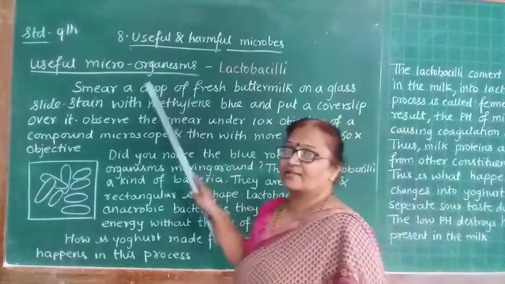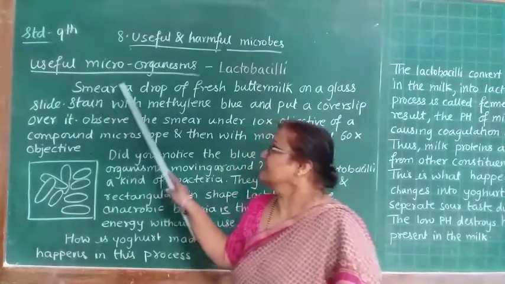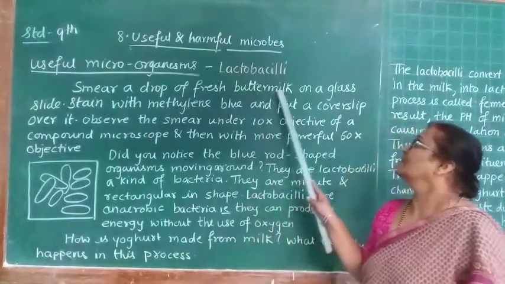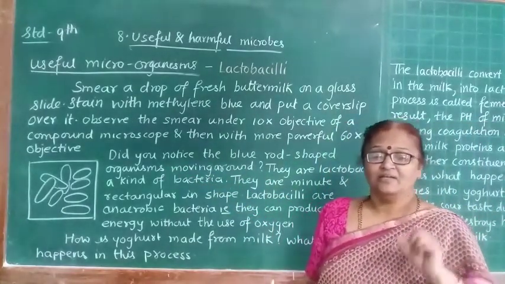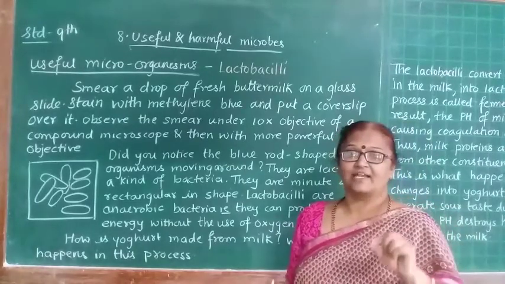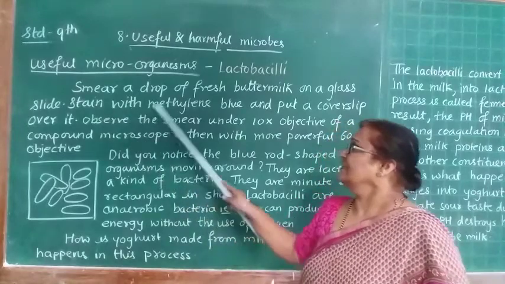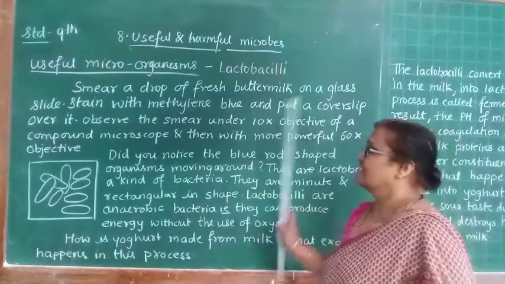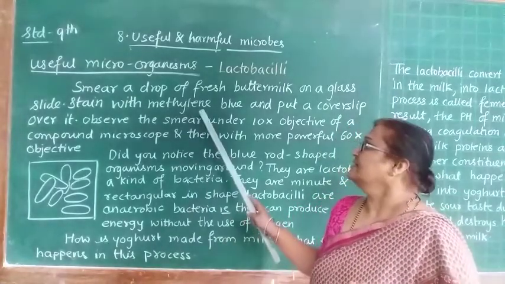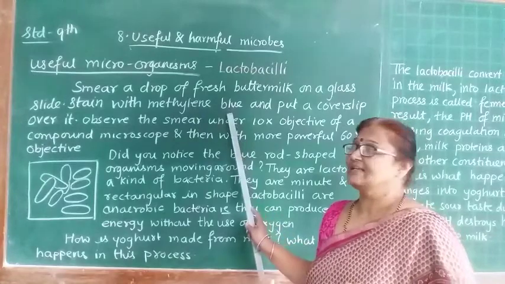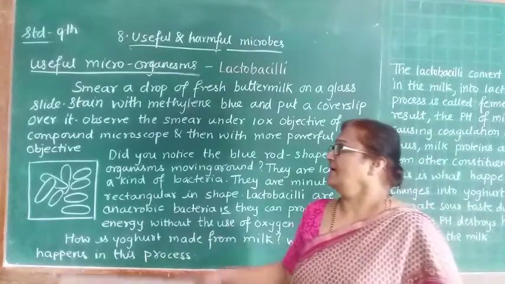For this you have to do one activity. What is that activity? Smear a drop of fresh buttermilk on a glass slide. You take a drop of buttermilk and put it on the glass slide. Stain with methylene blue and put a cover slip. You put a stain, which is called methylene blue, and then put a cover slip over it.